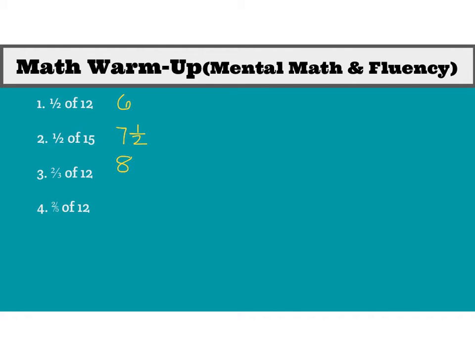And number 4, we had 2/5 of 12. So I gave you another tricky one, didn't I? Let's see if you figured it out. Correct answer should have been 4 4/5. So you might be asking yourself, well, how did you get that, right?